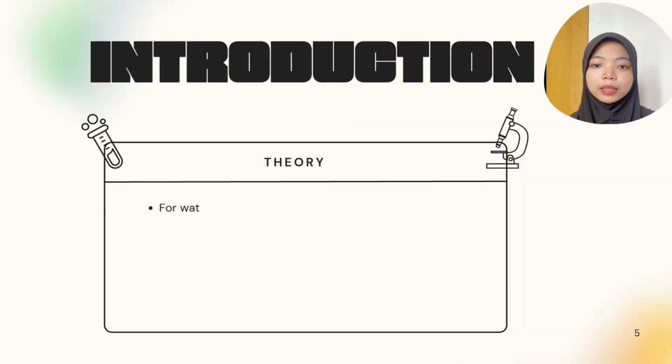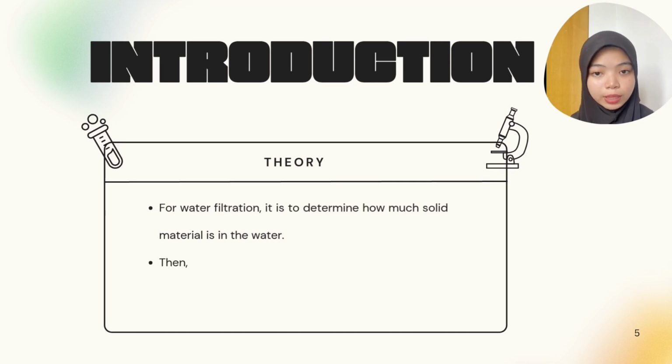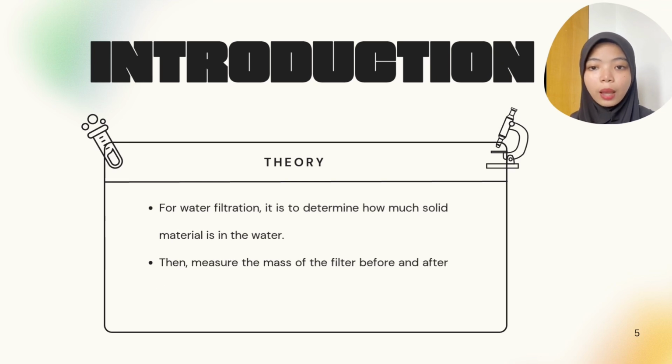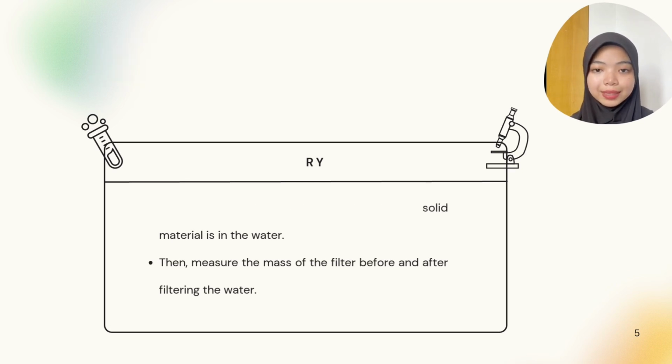Now, let's move on to the theory. In the context of water filtration, gravimetric analysis can be used to determine how many suspended solids or dissolved minerals are removed during the filtration process. By measuring the mass of solids before and after filtration, we can assess how effective a filter is.